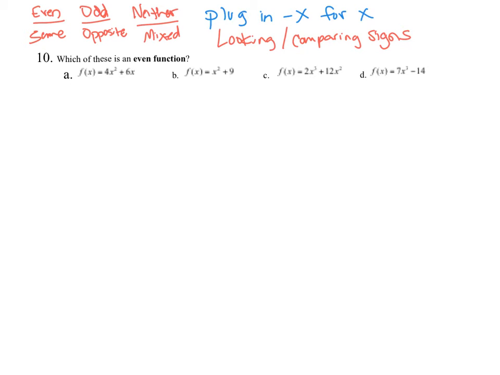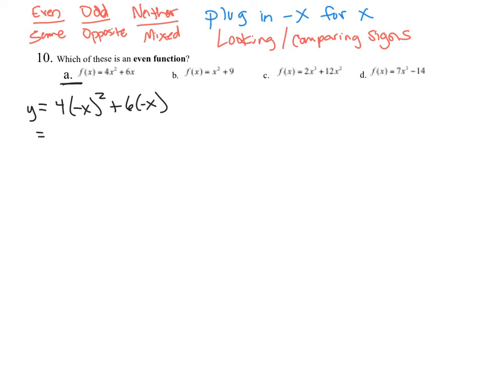So which of these is an even function? Okay, so which of these is even? Let's go ahead and start with A. And it says f of x equals 4x squared plus 6x. So we're going to plug in -x every time we see x. So we've got f of x, or y, equals, then we have 4 times -x squared plus 6 times -x.